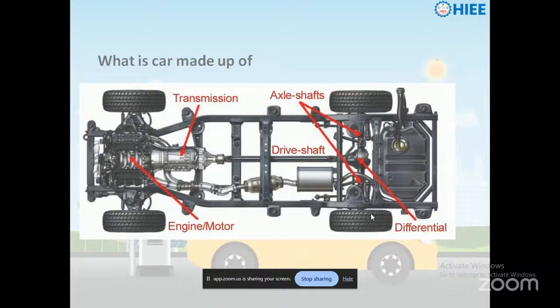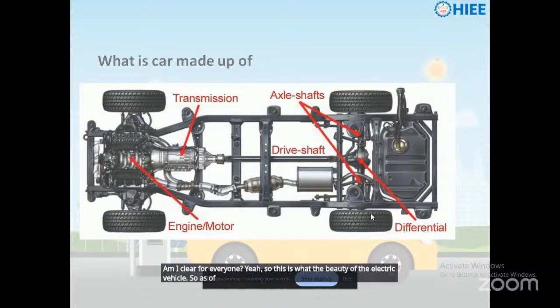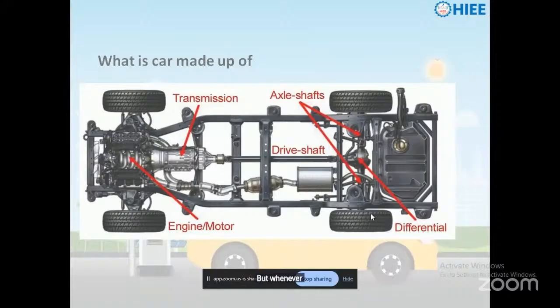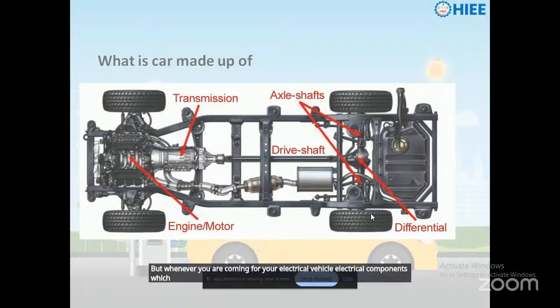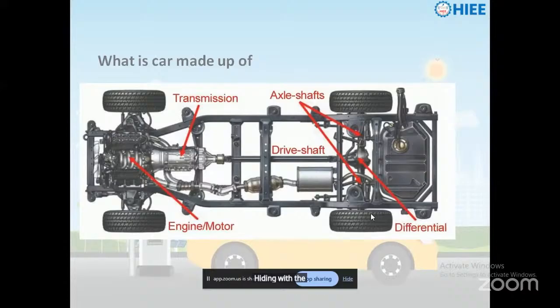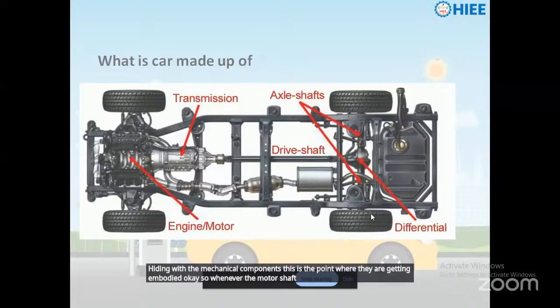Yeah, so this is the beauty of the electric vehicle. As of now, the things you have seen all majorly come under mechanical vehicle components. Whatever the drive shaft, axle, differential, everything comes under the mechanical vehicle concept. But whenever you come to the electric vehicle, electrical components are embedded with the mechanical components. This is the point where they get embedded.